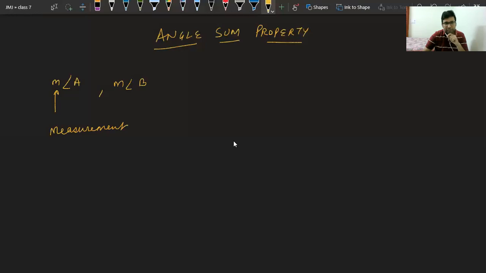In the NCERT book, they have written M angle A. This means measurement of angle A, measurement of angle B. Don't confuse with this. It is very simple. Very good, Ashmit. Now see the concept. The concept is very simple.